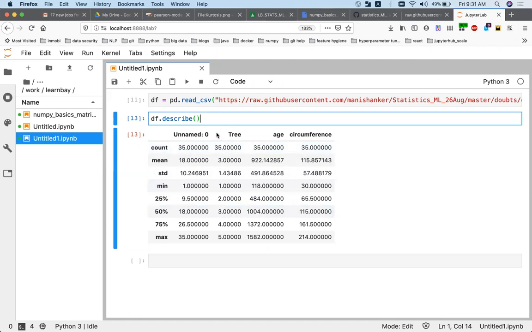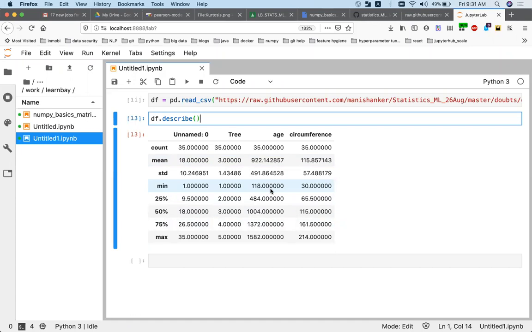Okay, so this is a very, very important command, guys. If you run this command, it will give you a lot of information about the mean, standard deviation, minimum value, maximum value, where is the 25 percentile, where is the 50 percentile, where is the 75 percentile.